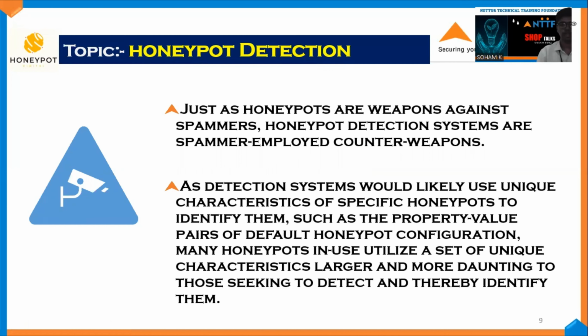They use characteristics of specific honeypots to identify them, such as property value pairs of default honeypot configuration. Since honeypots already have such configurations, they can be detected by the hacker. It means the hacker can detect them anywhere, those seeking to detect and thereby identify them.